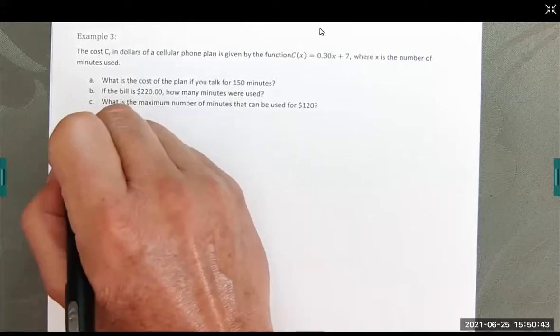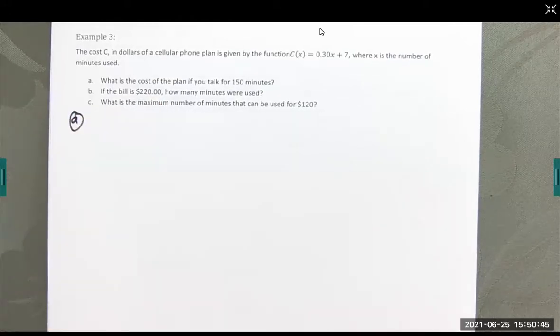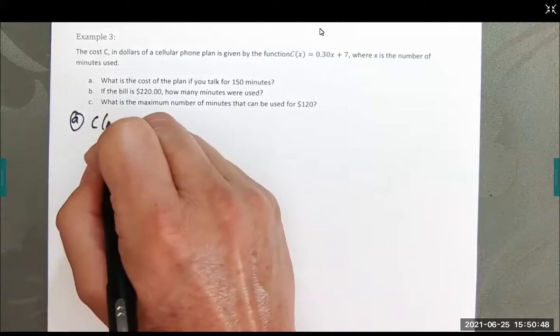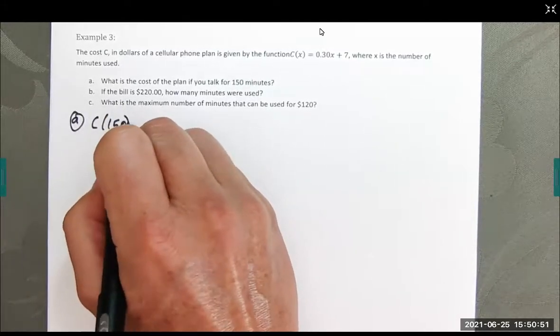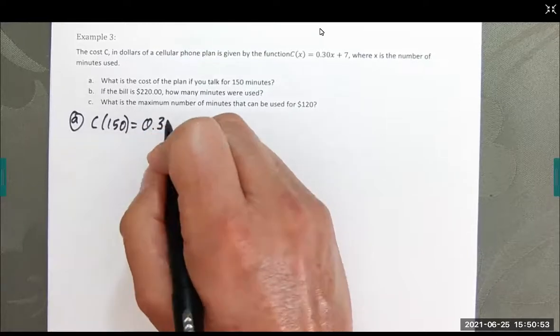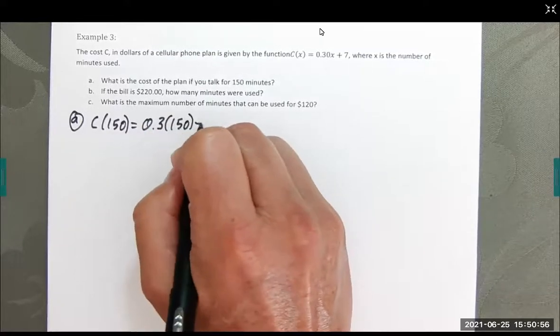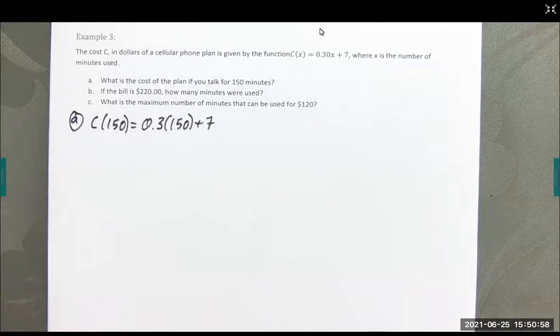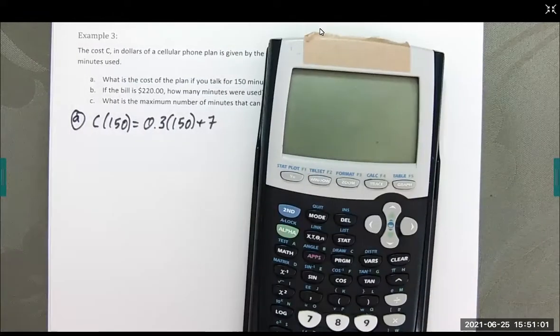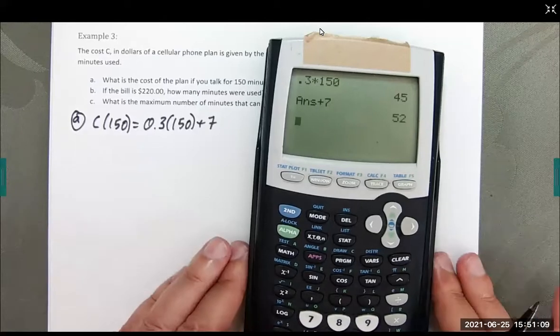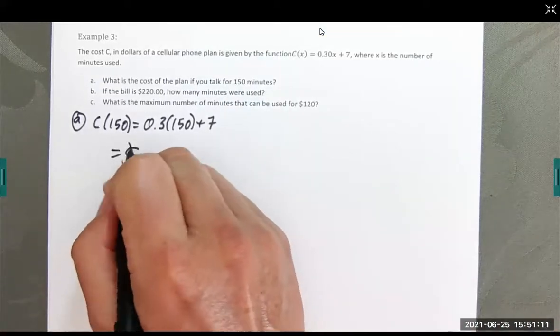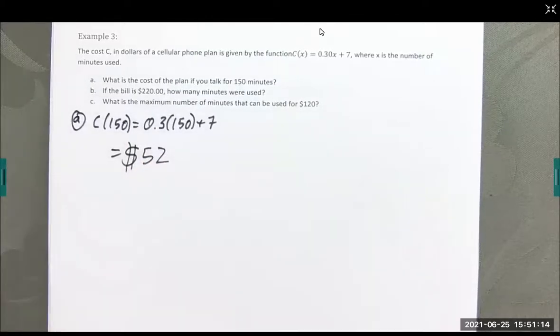All right, so part A. What is the cost of the plan if you talk for 150 minutes? Basically, they're saying what happens when x equals 150. Let's see what we get. 0.3 times 150 plus 7 is $52. So if they talk for 150 minutes based on this plan, it would cost at the end of the month $52.